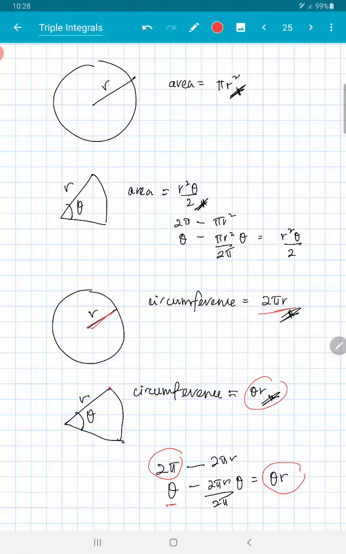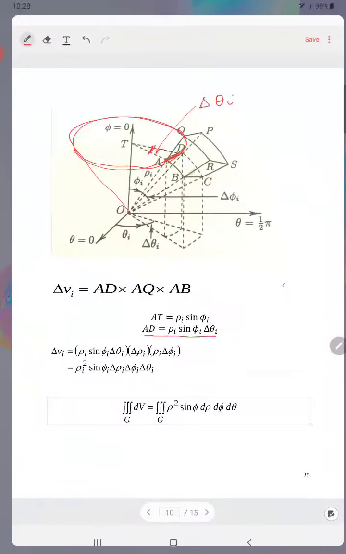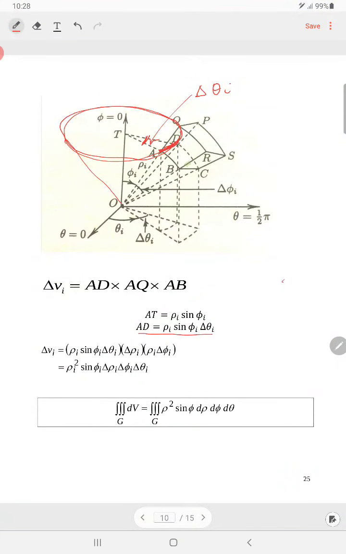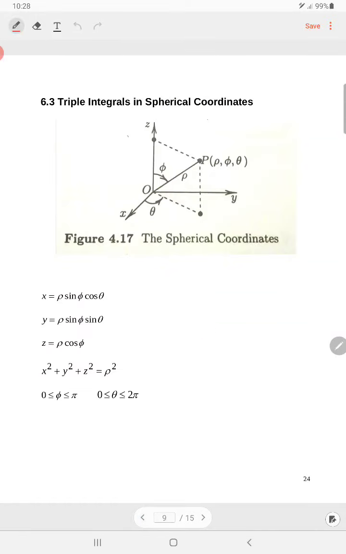So the circumference for this part of the circle is theta r, the angle multiplied by the radius. Now going back to our circumference here, which is AD, the angle is delta theta i, and the radius would be the same length as AD. Remember from the previous video, that is really rho sine phi. This one is rho cos phi, and this length here is rho sine phi.